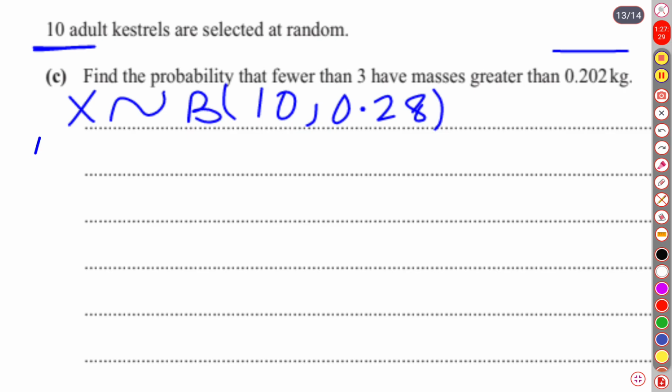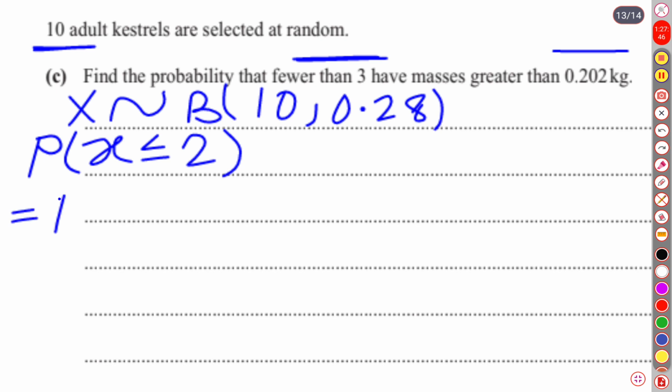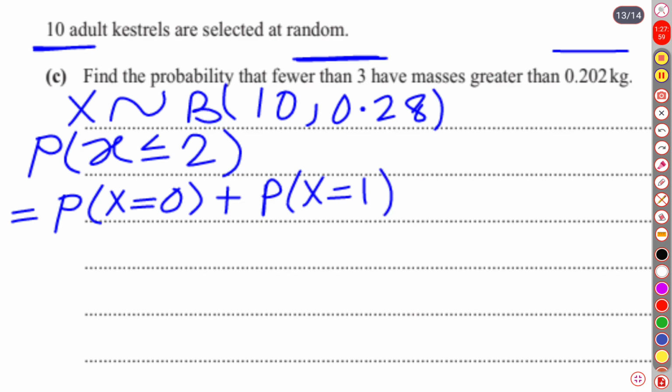They have told us to find the probability that fewer than 3. Fewer than 3 means X is less than or equal to 2. Less than 3 means it will be maximum 2. So for maximum 2, there may be no kestrel whose mass is greater than 0.202, or there may be only one kestrel, or there may be maximum two kestrels. Now we will find these probabilities.